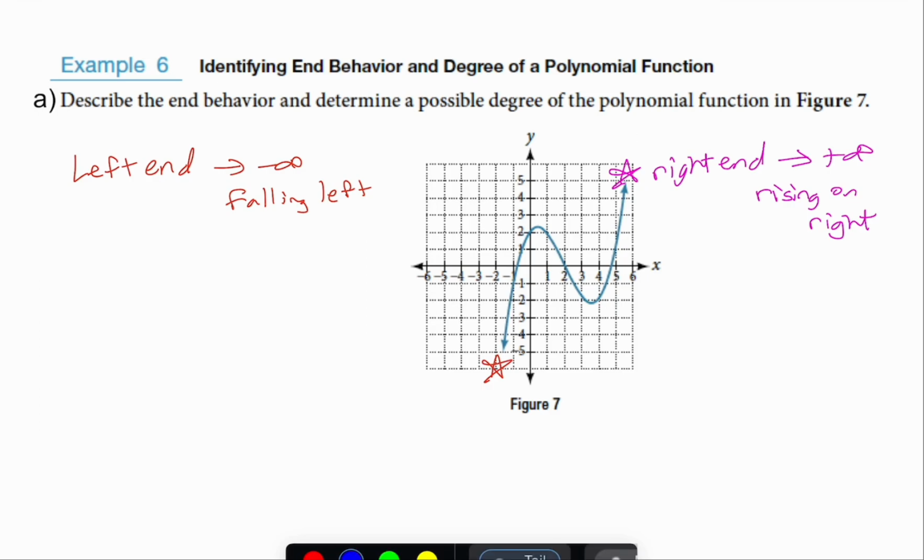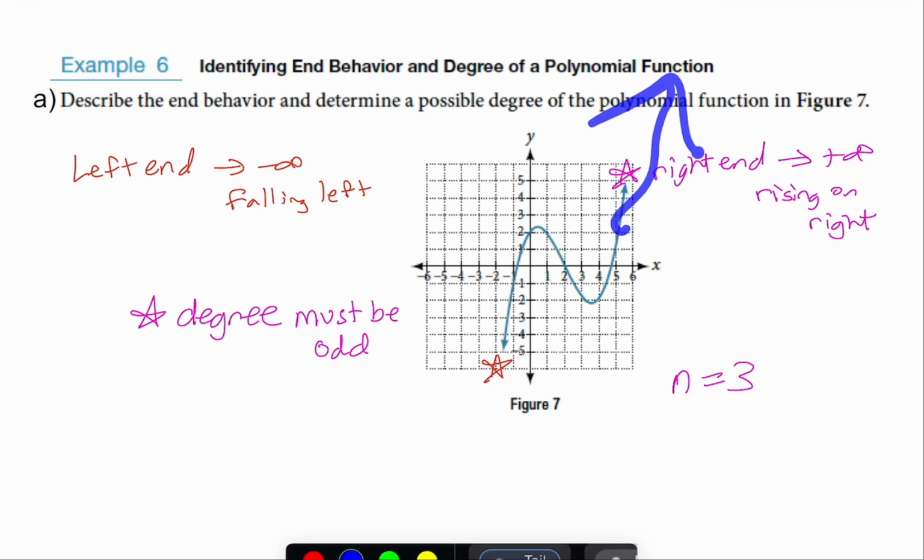Well, we cannot have a polynomial where one end goes in one direction, one end goes in another, unless it is a lead term degree that is odd. So it has to be odd. The degree must be odd. So what's a possible degree? Well, the degree might be 3, it might be 5, it might be 7. Now, I know for sure, because the right end's going up and the left end's going down, that it has not been flipped. So if they ask me about the front coefficient, it would be a positive coefficient.